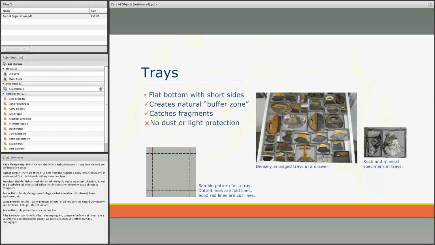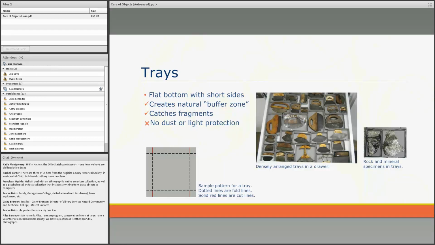A tray is exactly what it sounds like. It has a flat bottom and short sides, and it creates a natural buffer zone around the object, which is really nice. I think a lot of people assume that building individual supports for every object will take up more space, and in some cases, like if you have baskets stacked inside each other, that probably should be. When you go to house them properly, you have to unstack them, and that would, of course, increase your storage footprint. But in my experience, it's more often the opposite.